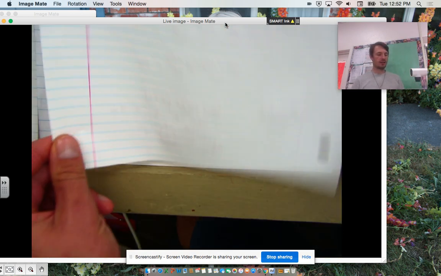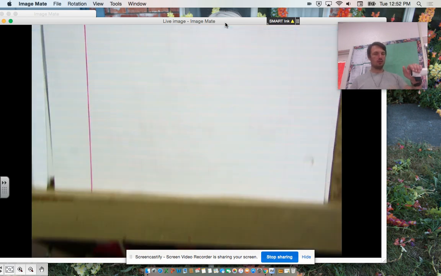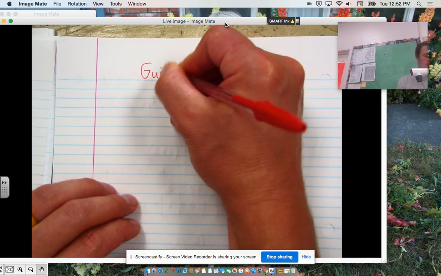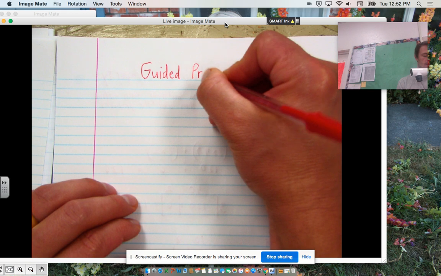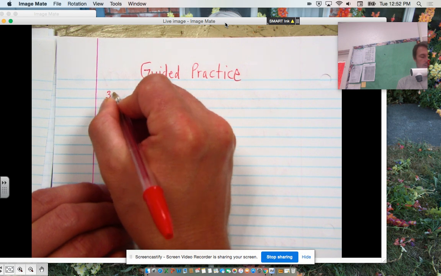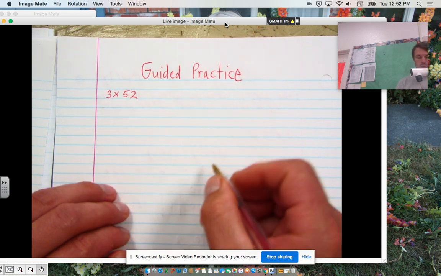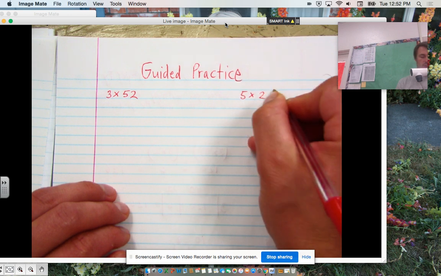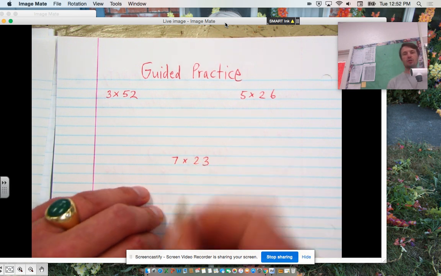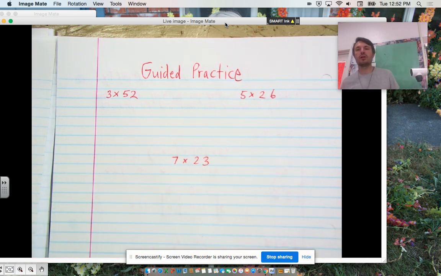Let's do your guided practice now. Okay, go ahead. If you need to turn the page, go ahead, and on the top write guided practice. And here are the 3 guided practice problems. 3 times 52, 5 times 26, and 7 times 23. Now, if you're feeling confident about how to do this, go ahead and pause the video and try to do these independently, and then restart the video, and I will do them with you so you can see if you got them correct.